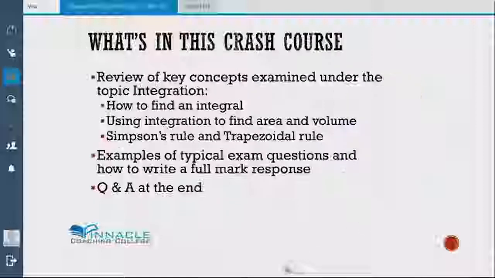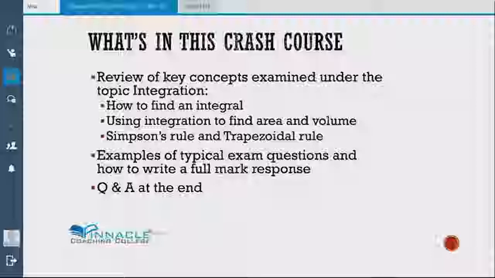All right, so let's go on. So what to expect today? So we will be looking at mainly integration. First part, we'll be looking at how to find an integral. And then after that, we'll be using integration to find area and volume. And we'll also take a look at some of the estimation rules, Simpson's rule and trapezoidal rule.